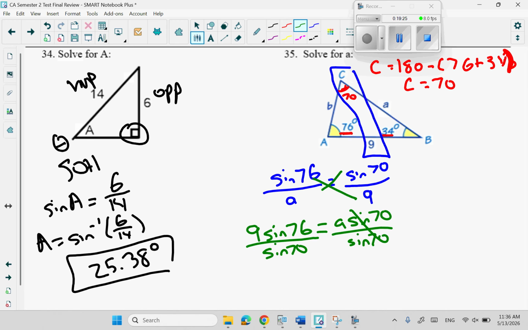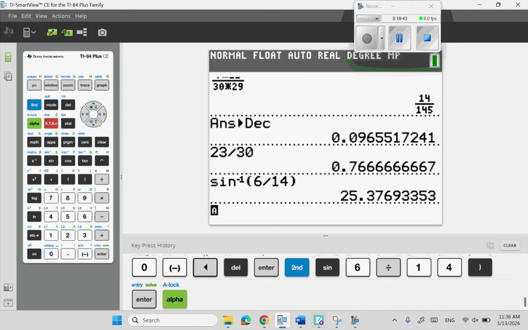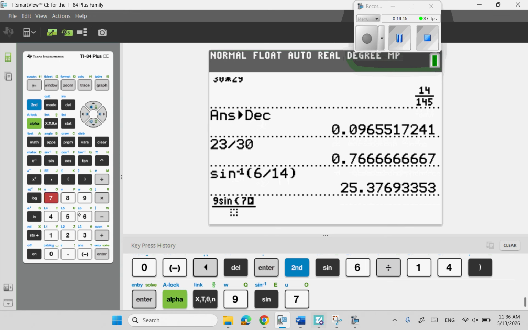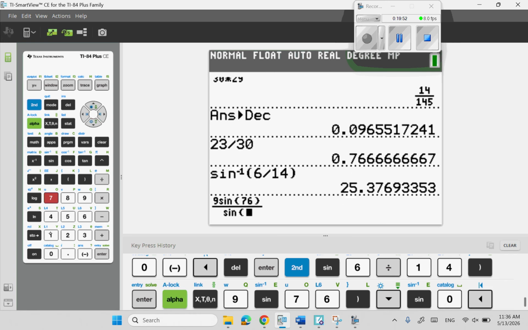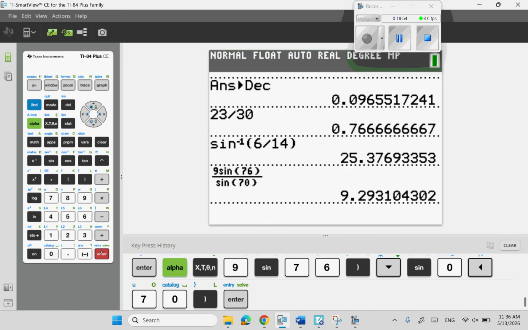Now, seeing that big C is 70 degrees and little c is 9, and that big A was 76, I should get a number bigger than 9 because triangles are proportional. So if I don't, I know that I made an error somewhere. 9 sine of 76 divided by sine of 70, you get about 9.29.